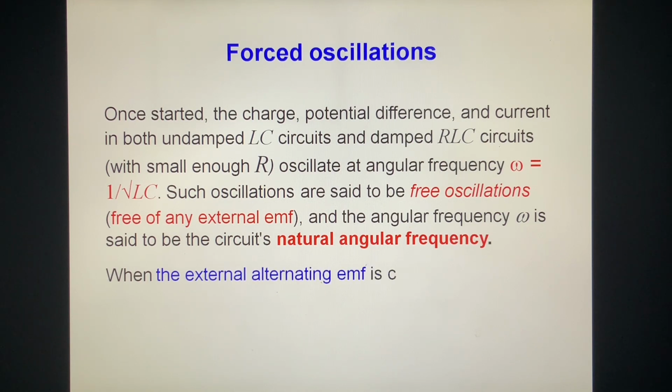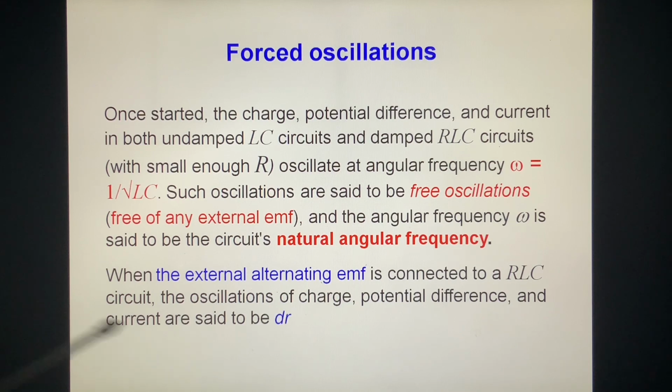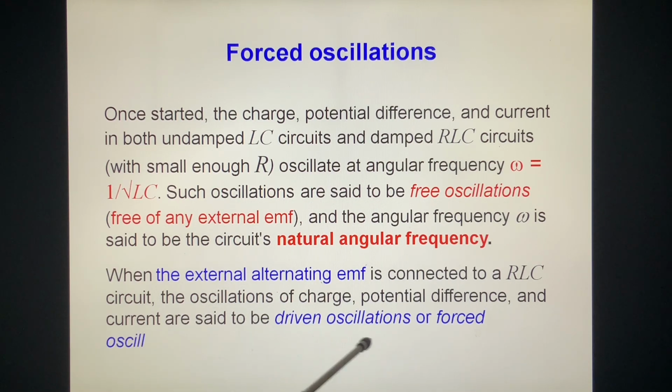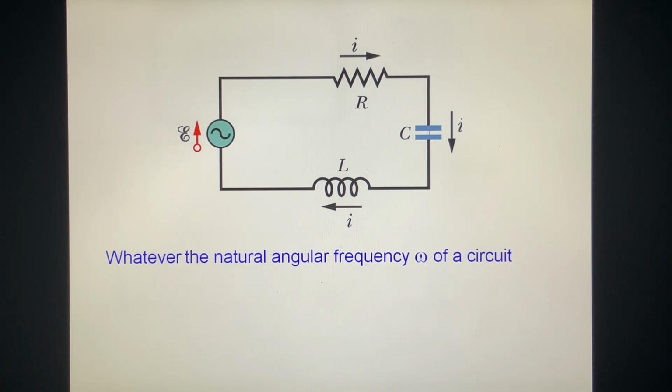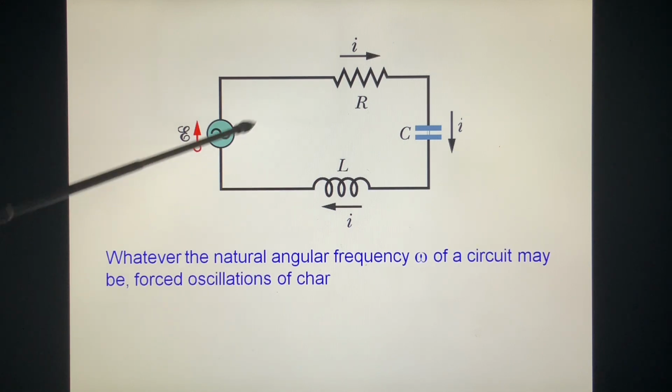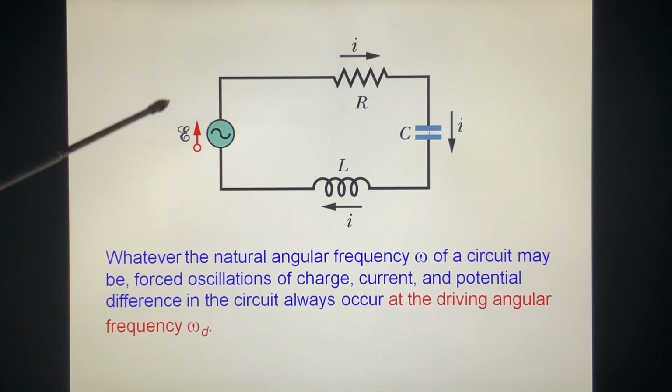When an external alternating electromotive force is connected to an RLC circuit, the oscillations of charge, potential difference, and current are said to be driven oscillations or forced oscillations. This is a driven oscillation. Whatever the natural angular frequency omega of a circuit may be, forced oscillations of charge, current, and potential difference in the circuit always occur at the given angular frequency omega d.